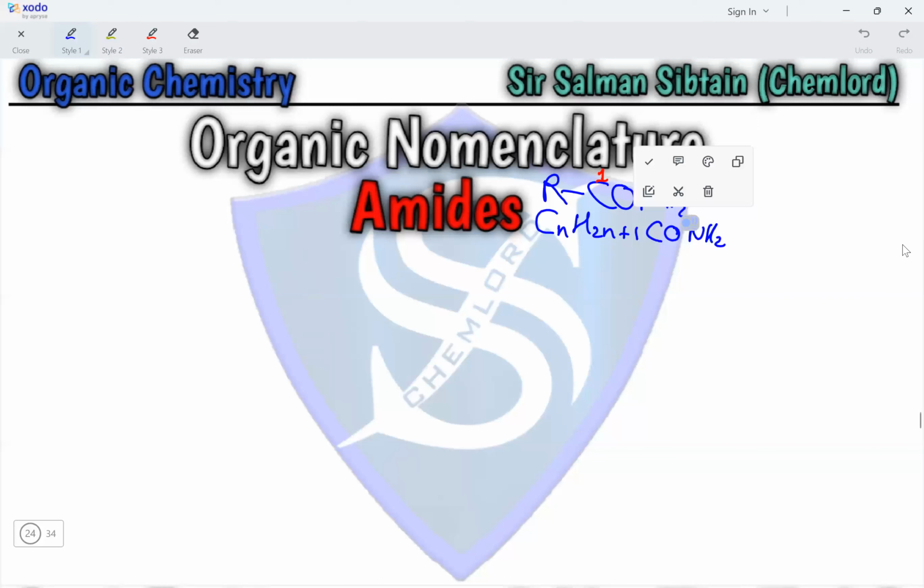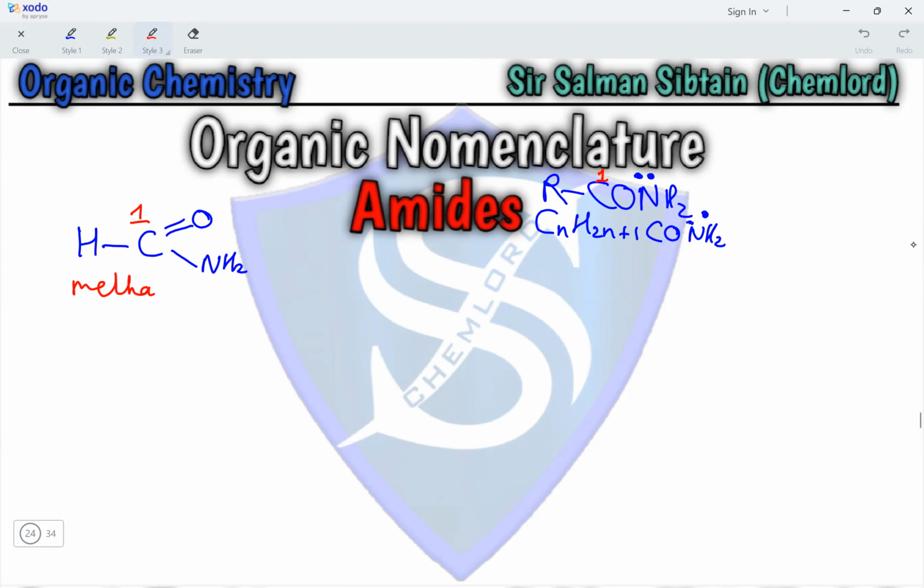So in order to name these amides, we will have a hydrogen attached to the C double bond O group as the first amide. HC, the structure is like this: C double bond O, single bond, NH2. So this is the very first amide, and since it has only one carbon atom present, the name of this amide is methane, M-E-T-H-A-N. We do not include the last letter E, and then we continue with amide. So it is called methanamide.